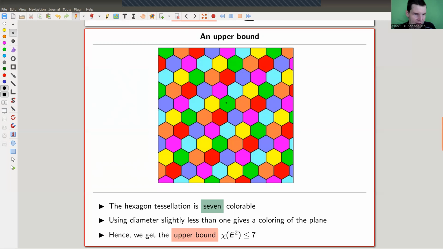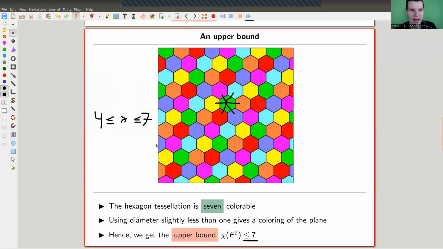For example, if you're here, then all other points a unit distance away will be somewhere in those other, whatever, in the bluish one, or in the purple one, or in the yellow one. But they won't be in the green one by construction because the diameter is slightly less than 1. And you piece everything together into a coloring of the plane. So we get an upper bound because you at most need 7 colors here. That's pretty cool. So now we know that 4 is a lower bound for chi, and the upper bound is 7. That's not so bad.